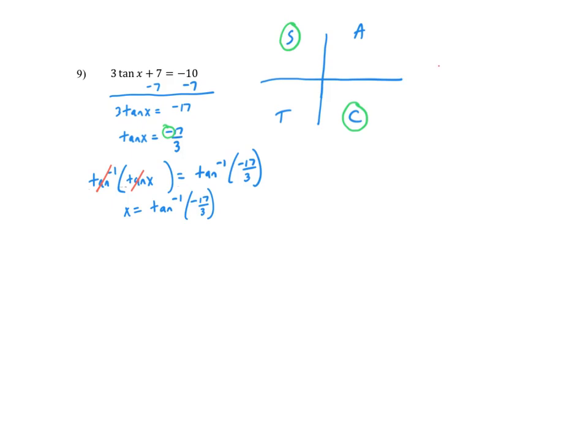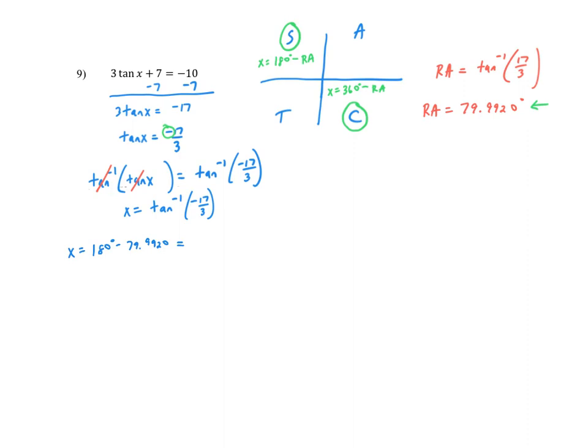To find these solutions, we need the acute reference angle. To find the acute reference angle, you need to plug the inverse tangent of positive 17 thirds into your calculator. Okay, so plug that in right now. You'll get that the reference angle is 79.9920 degrees. Now we will use this acute reference angle to find both of our solutions. In the second quadrant, our solution is 180 degrees minus the reference angle. In the fourth quadrant, our solution is 360 degrees minus the reference angle.